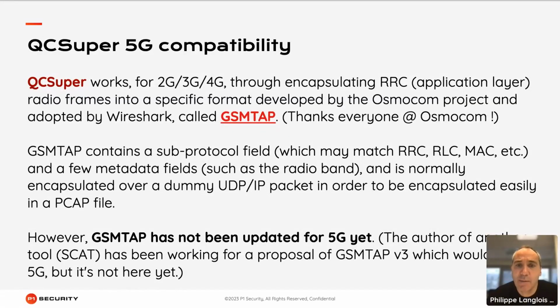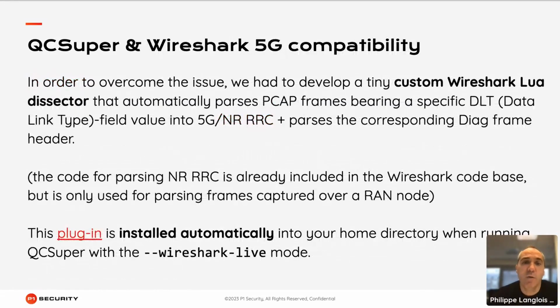And there's a plan by the author of another tool called SCAT to update GSMTAP to v3, so that it would enable Wireshark to dynamically detect that it's 5G radio frames, but it's not there yet. So in the meantime, what we've done is that we upgraded our usage of Wireshark so that we could patch this in when we run QCSuper with the --wireshark-live option.